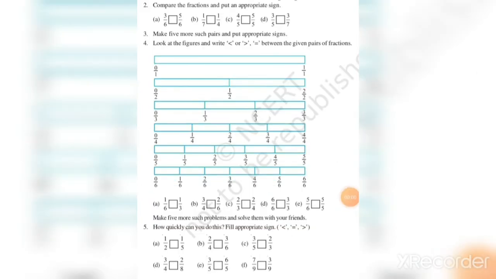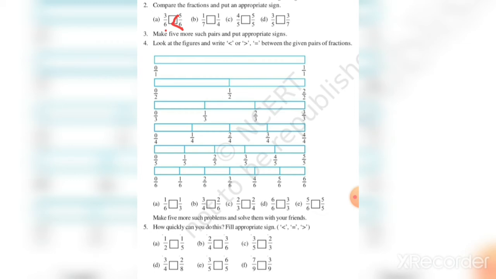Question 2. Compare the fractions and put an appropriate sign. Here you need to do comparison of fractions. Very easy. If the denominator is same, go for numerator. Here 6, 6, denominator is same. Then check the numerator. 3 is bigger or 5 is bigger? Obviously 5 is bigger, so we will do this sign.